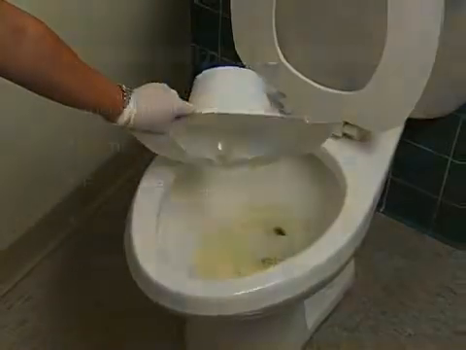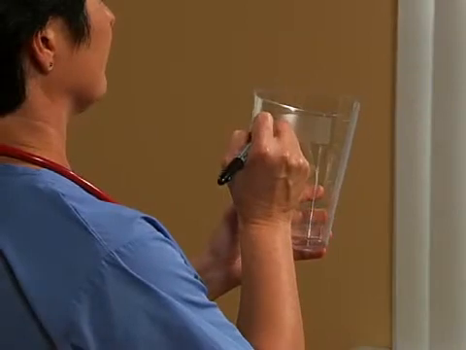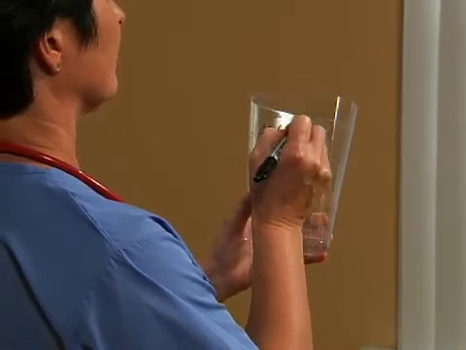For monitoring purposes, also ask them to notify you about any incontinence, vomiting, or excessive perspiration, and tell the patient that you will monitor any Foley catheter drainage or wound, gastric, or chest tube drainage. Mark a graduated container with the patient's name and bed number and use it only for her.